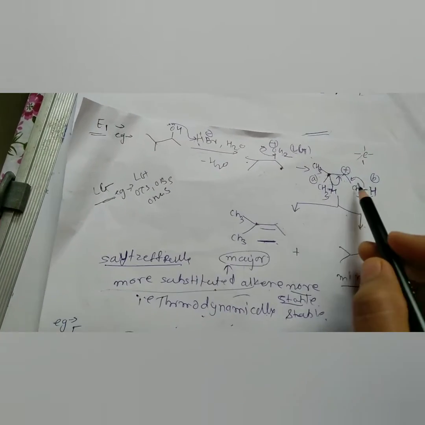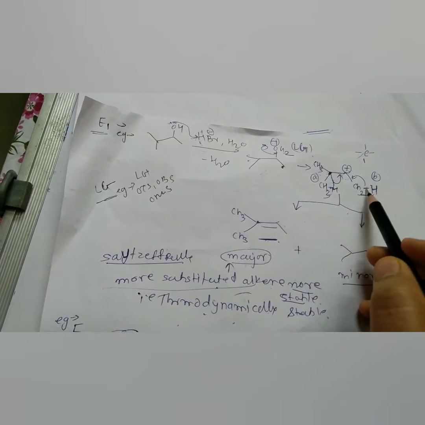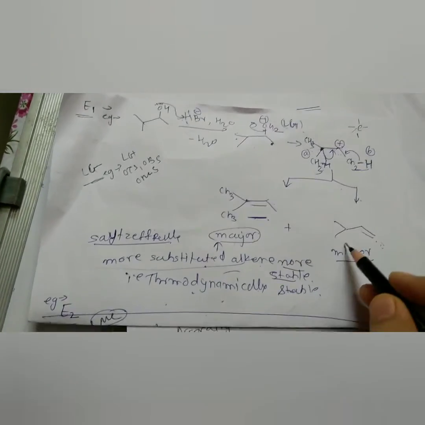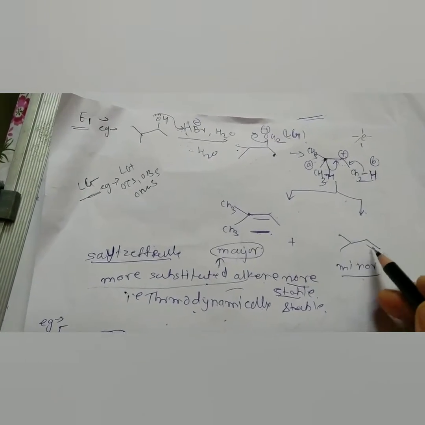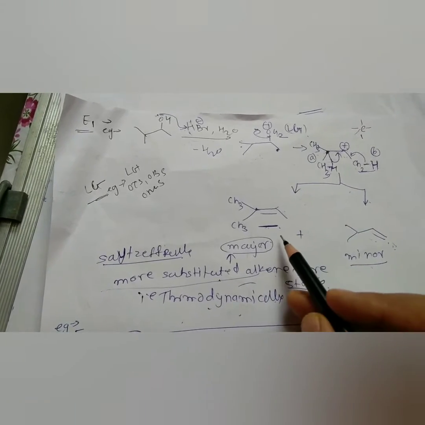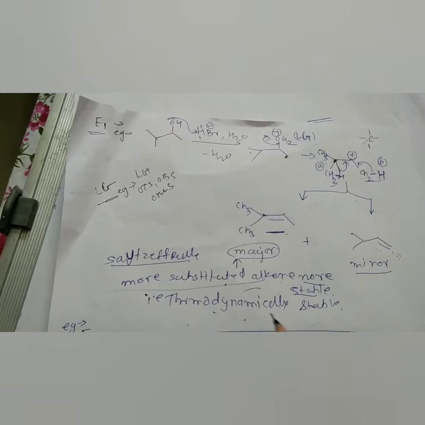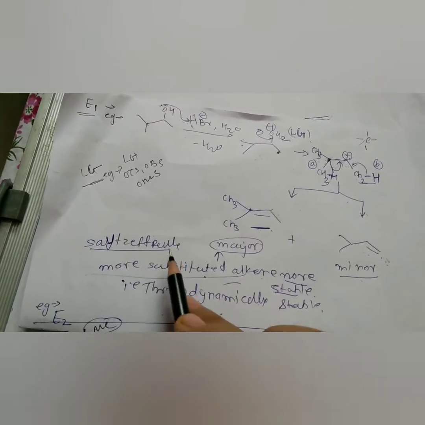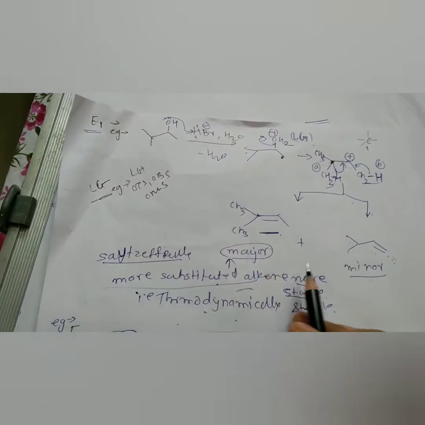And now if we take this CH3, when the bond of hydrogen is shifted towards the carbocation, we get this minor product, and this is the more substituted product. We know that the more substituted alkene is more stable, thermodynamically stable. This is in accordance with the Saytzeff rule. The Saytzeff rule says the more substituted product is more favorable. So now let us consider another example.